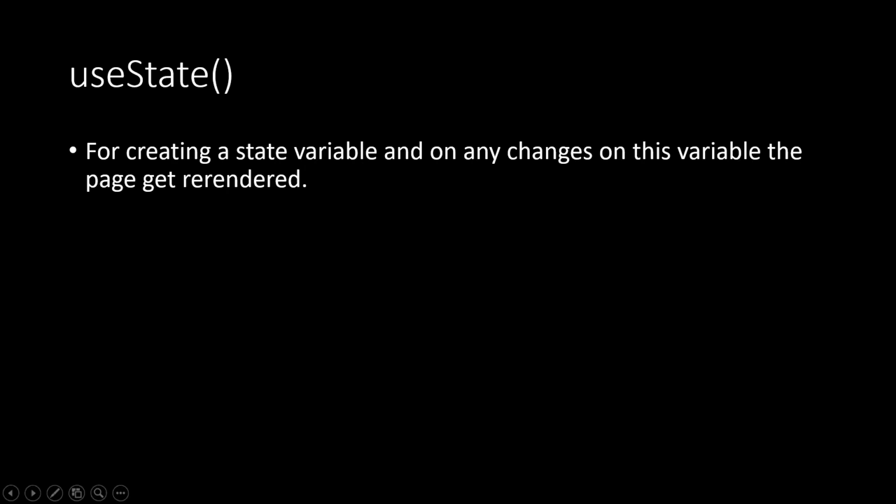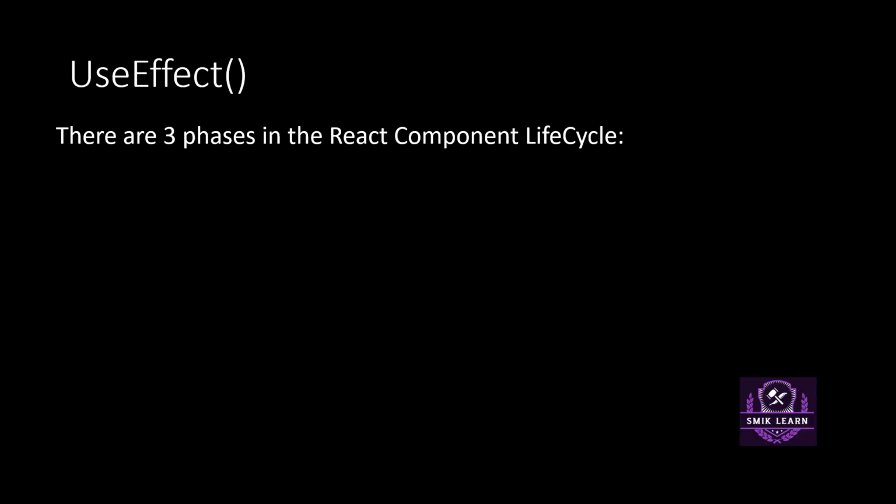First we are going to see in the hooks is useState. useState is one of the functions we have seen in the previous session for creating the state variable. So if we make any changes on this variable, the pages get re-rendered. That's what the state variable does. This I have already explained in the previous session. Next we will move on to the UseEffect.